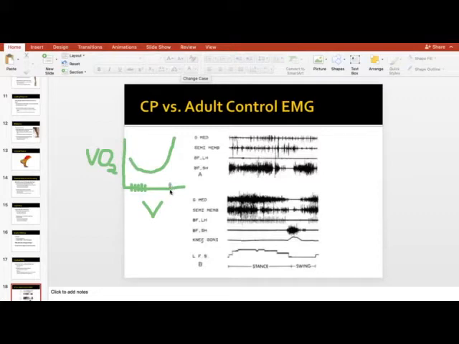Same thing if I walk at very fast walking speeds. I'm going to have to overexert my muscles, and as a result, I'm going to have to use more oxygen. But there's a point right in the middle of my walking velocity where I'm using the least amount of oxygen, the least amount of energy. That's going to be your preferred walking speed. Nobody walks at 0.2 miles an hour, slow-mo, and nobody walks really, really fast.